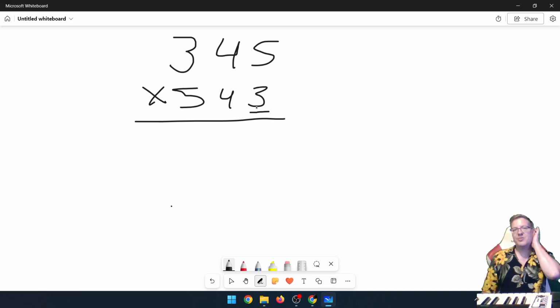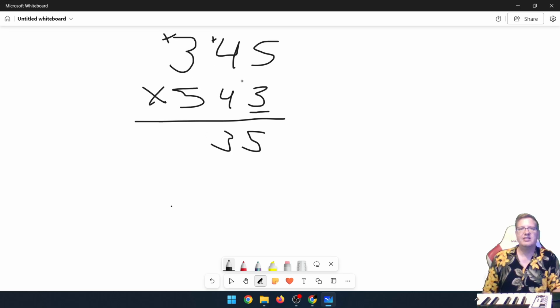So we're going to start with our ones place. 3 times 5 is 15. Carry a 1. We'll cross that out in just a moment. 3 times 4 is 12, plus 1 is 13. Carry a 1 again. 3 times 3 is 9, plus 1 is 10. We need 1 0 to start row number 2, and we start all over again. 4 times 5 is 20. Carry a 2. 4 times 4 is 16, plus 2 is 18. We need to carry a 1 again. 5 times 3 is 15, plus 1 is 16.